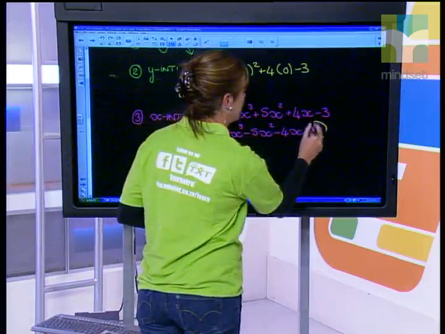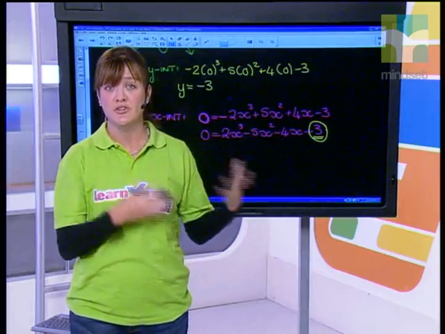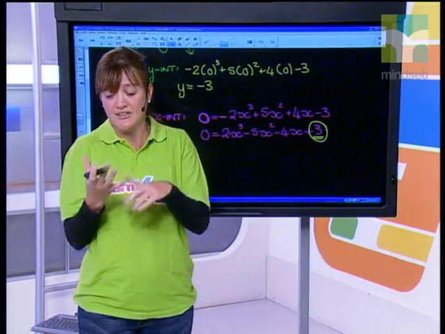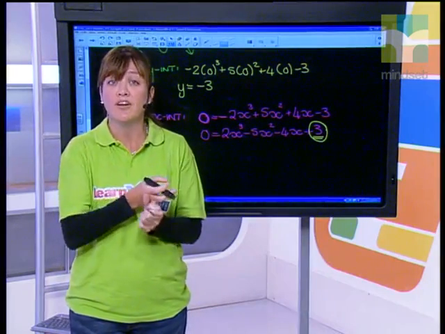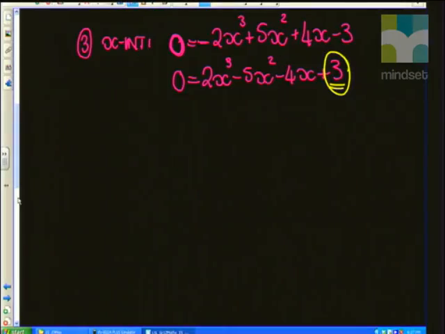I need to look at this 3 over here. Whatever I substitute into x has got to be a factor of that 3, which limits me quite severely to really just 1 and 3, or if those don't work, we have to try negative 1 and negative 3. All right, so let's start and see what we can do.